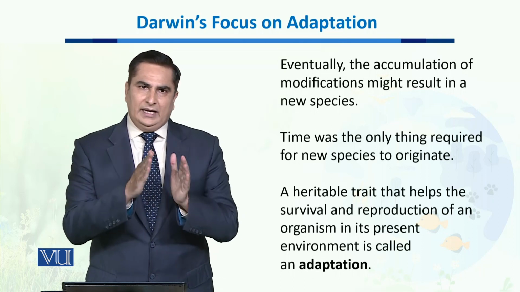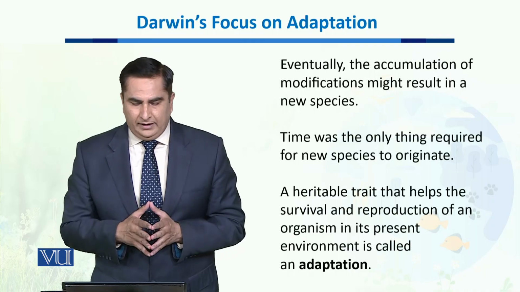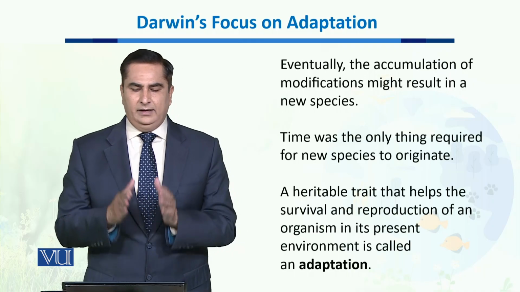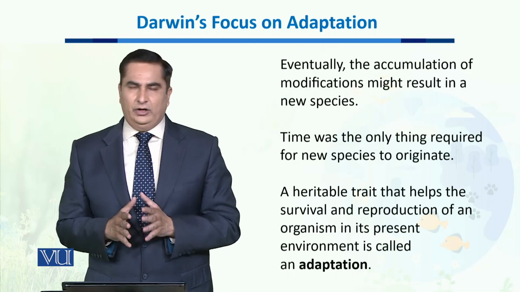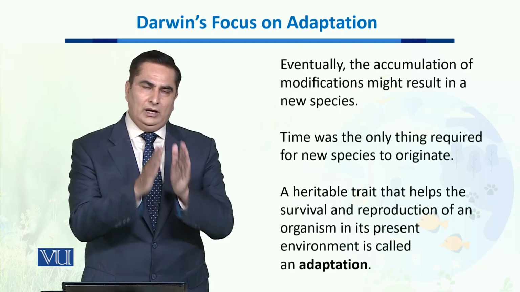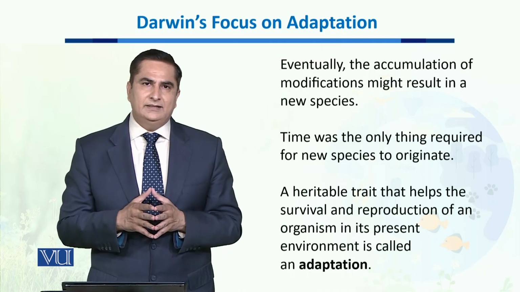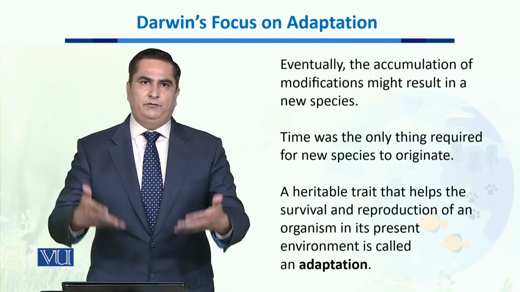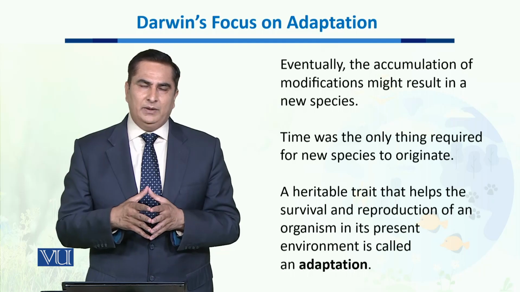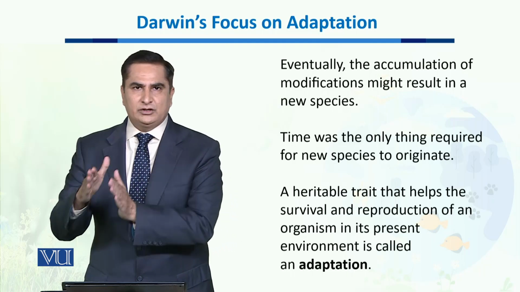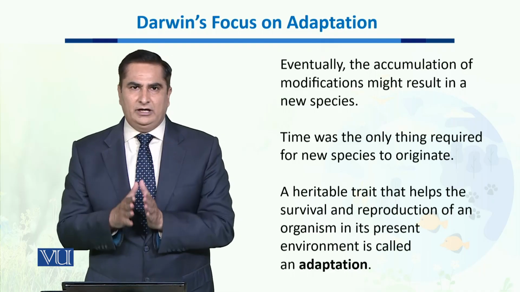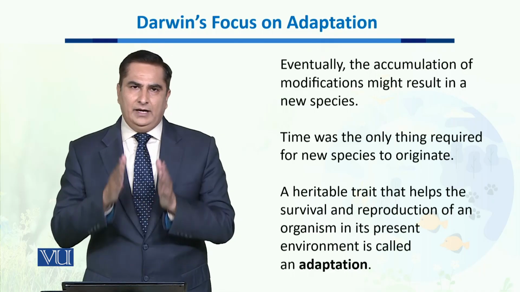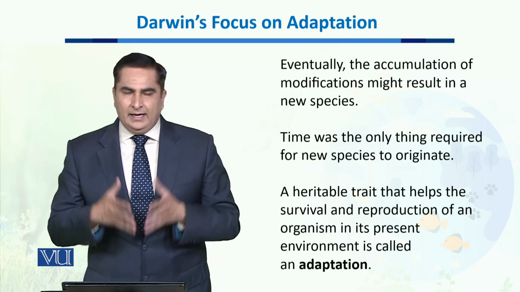Now, for that new species, according to Darwin, time was the only thing required for the new species to originate. That was the only thing required, which means that with the passage of time, new species develop because they acquire the characteristics which are best suited for them to survive in a certain environment.